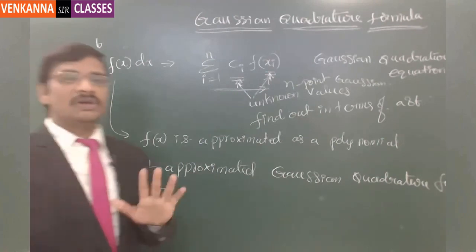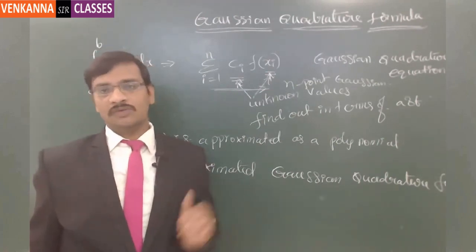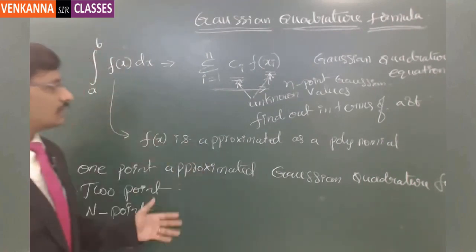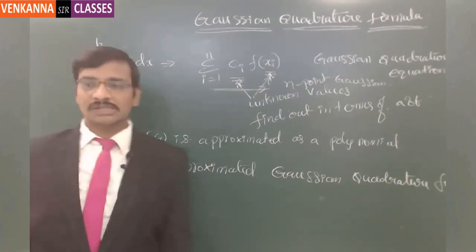Now if you approximate as a 1 point Gaussian quadrature, it is equivalent to the trapezoidal rule, what we have found with the help of the Newton-Cotes formula, right? So first you note down this. I am going to derive the 1 point Gaussian quadrature formula.